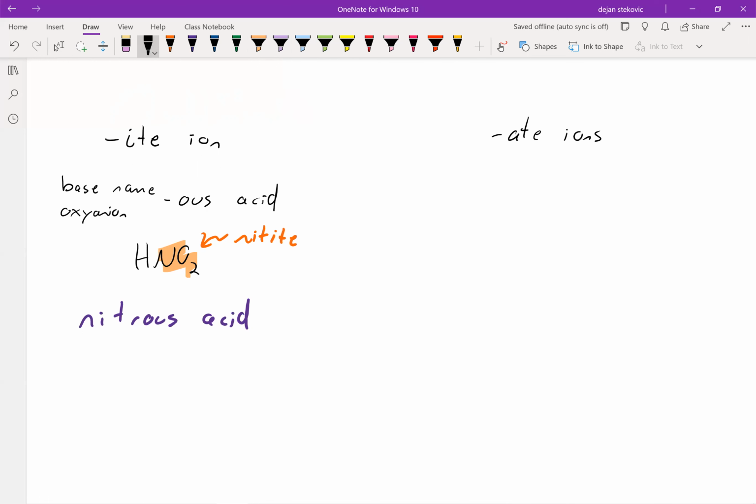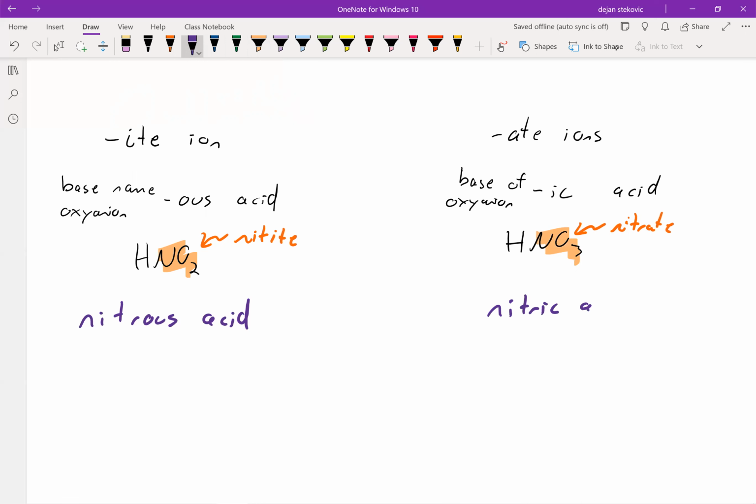On the other hand, with the ate ions, you get the base name of the oxyanion. And then the ate becomes an ic, and then the word acid gets added in. So for example, HNO3, NO3 minus is nitrate. So this would become nitric acid.